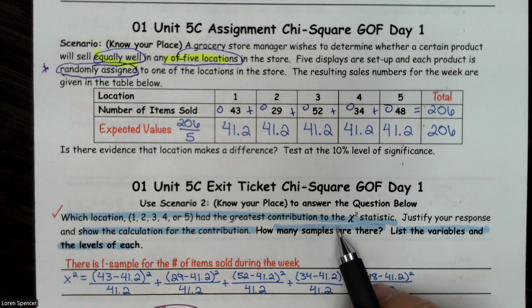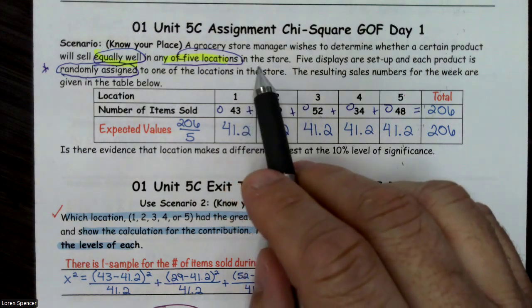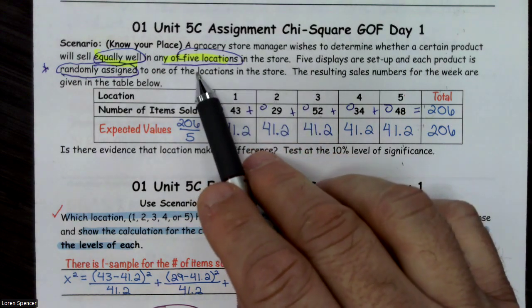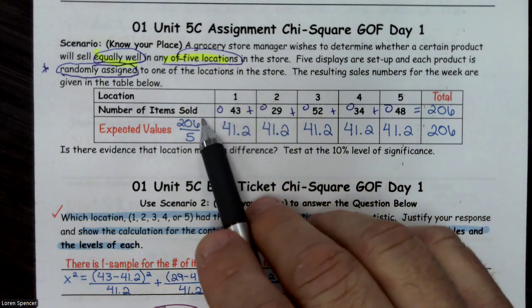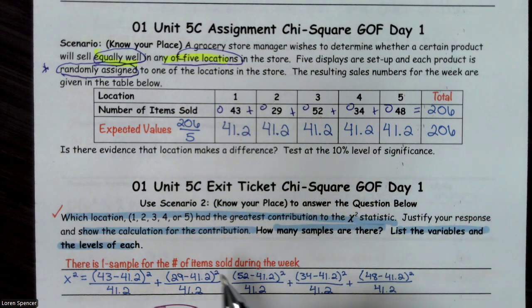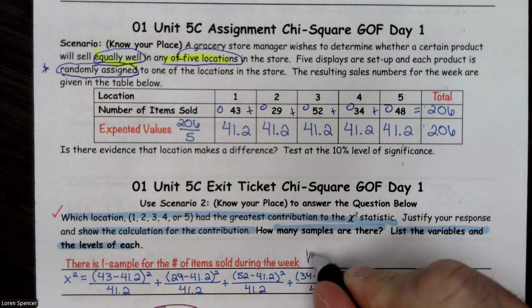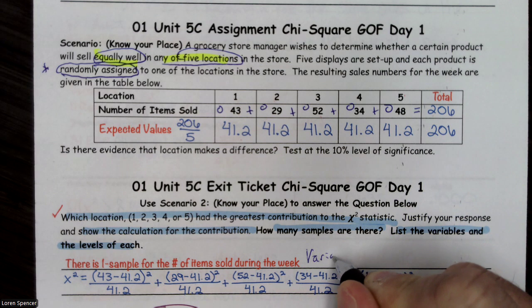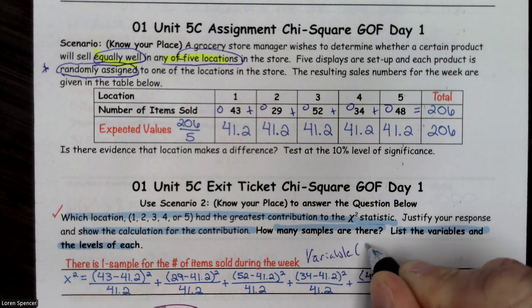First off, how many samples were there? Well, what did we do? We took one sample. We did this once, and we have one sample, and we had, in this case, one variable. And the variable in this case is sales.